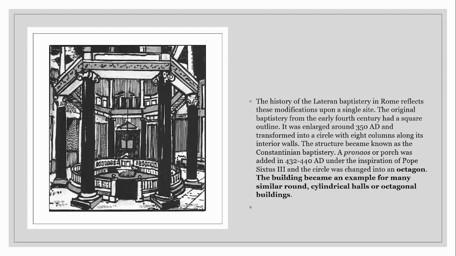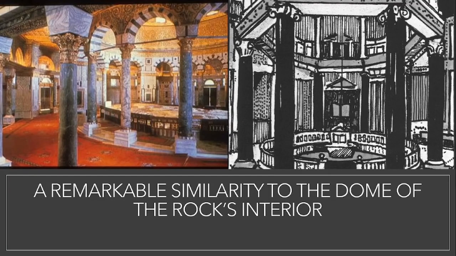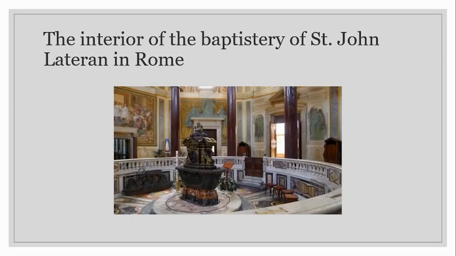Does that look similar to the interior of the Dome of the Rock? So, have a look at the similarity between the Dome of the Rock there on the left and the baptistry found in Rome. As you can see, this is clearly a common Christian design that Abdul al-Malik simply just borrowed. It's a Byzantine style. Here's a picture of the interior of the baptistry of St. John Lateran in Rome.